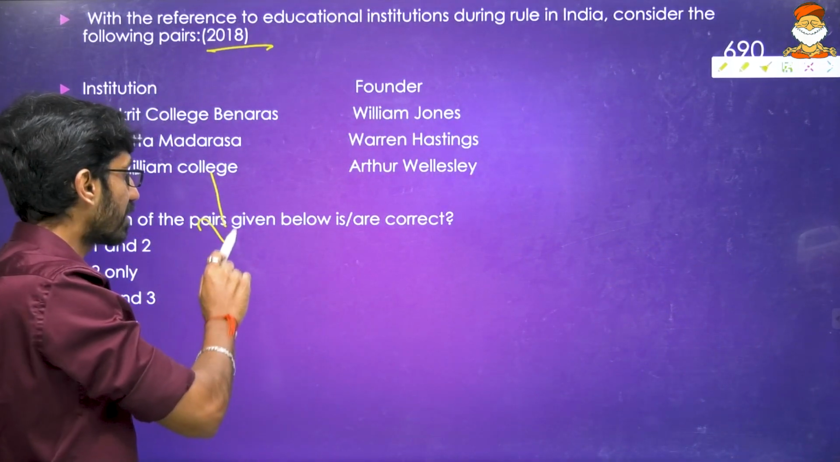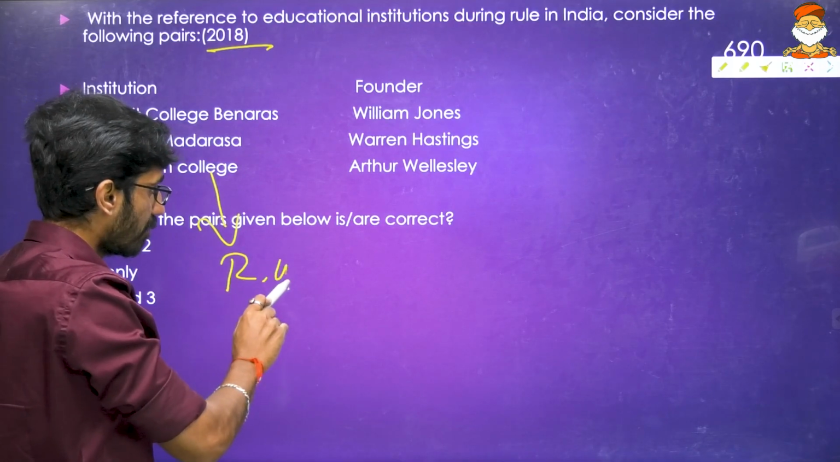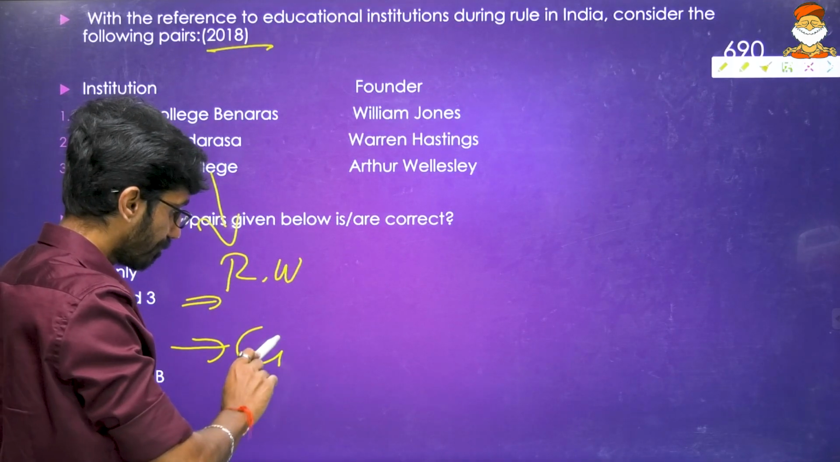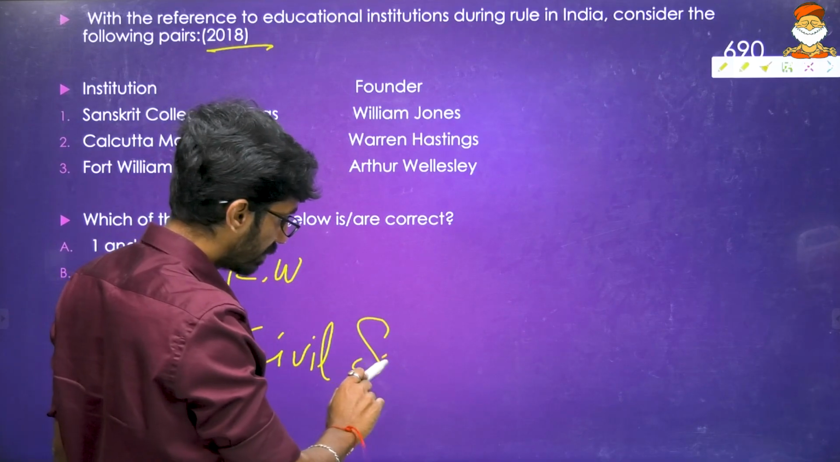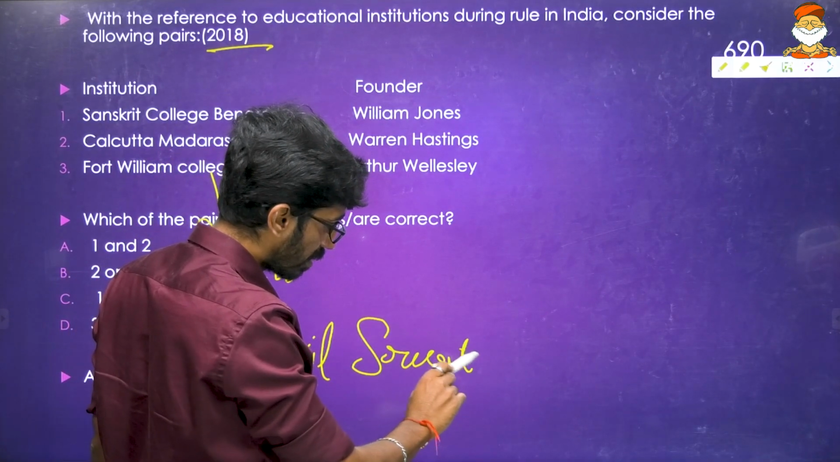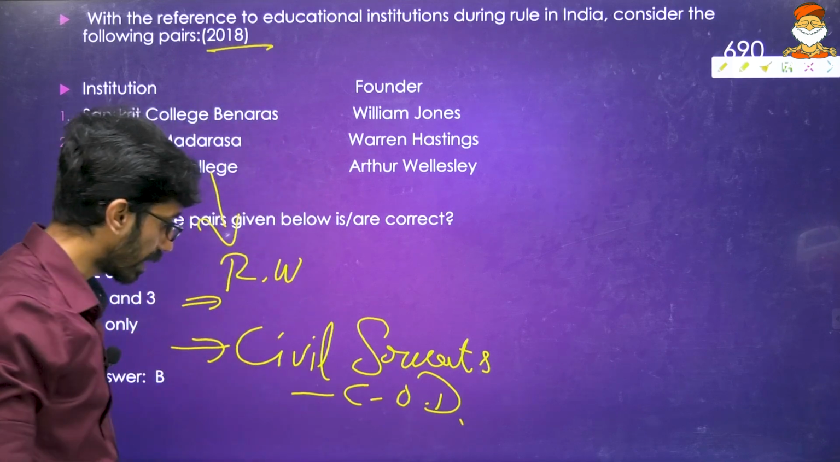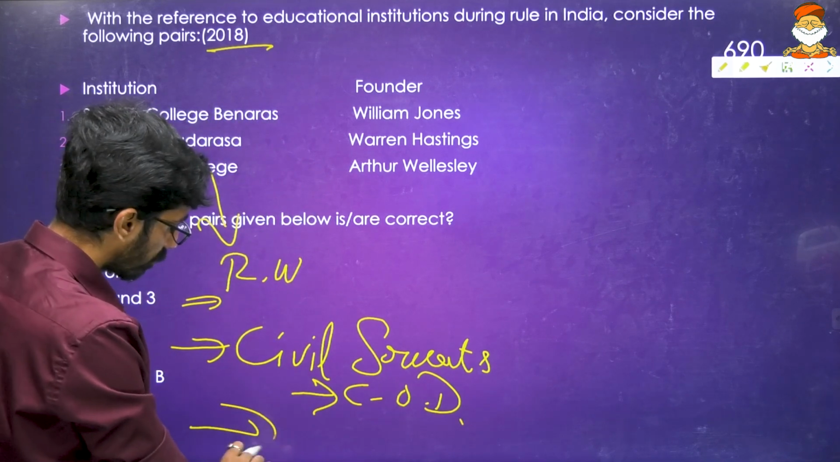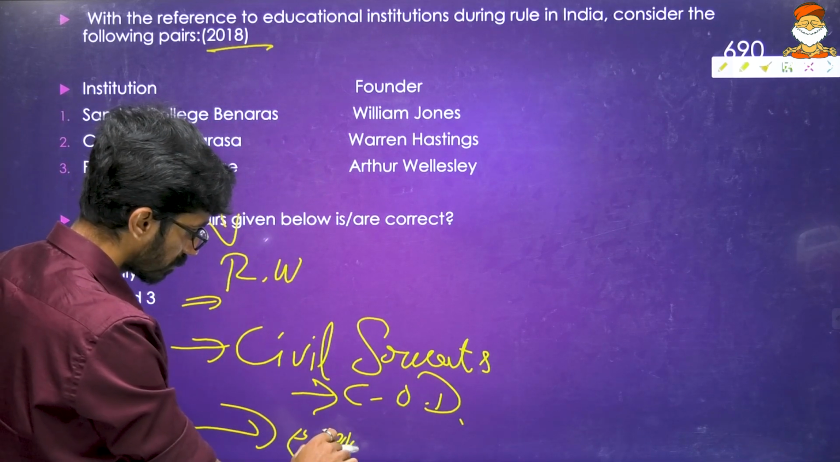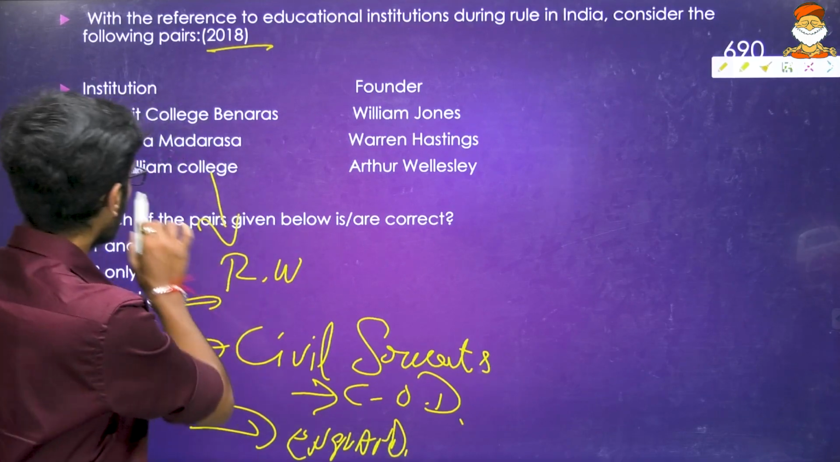I will come to that one. It was established by Richard Wellesley for training of civil servants, the British civil servants in India. But it was opposed by the Court of Directors. They did not want to train British civil servants in India. So it was moved to England. This college was moved to England, the Fort William College.